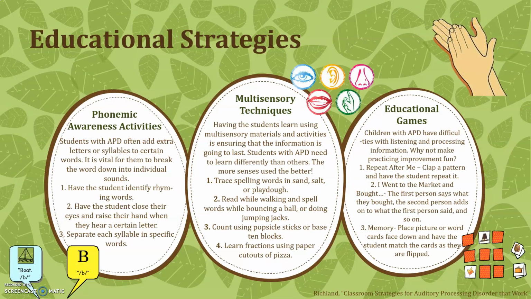Educational strategies. The first one is phonemic awareness activities. Students with APD often add extra letters or syllables to certain words. It is vital for them to break down the word into individual sounds. So first, have the student identify rhyming words. Second, have the student close their eyes and raise their hand when they hear a certain letter. And then lastly, they can separate each syllable into specific words.